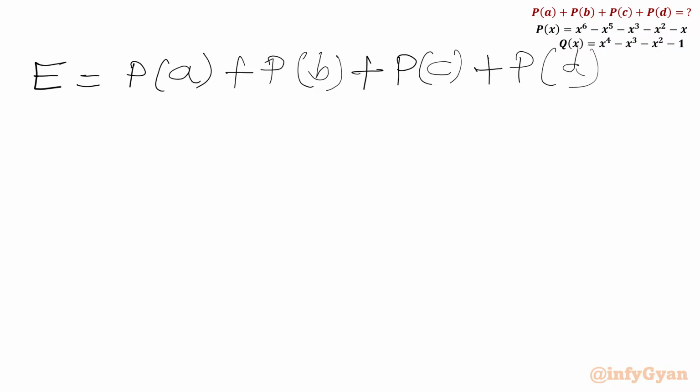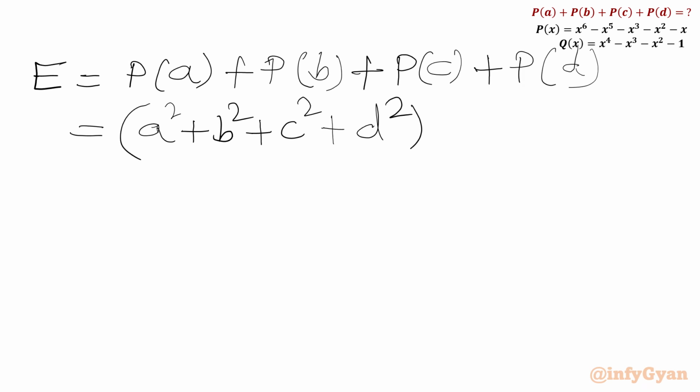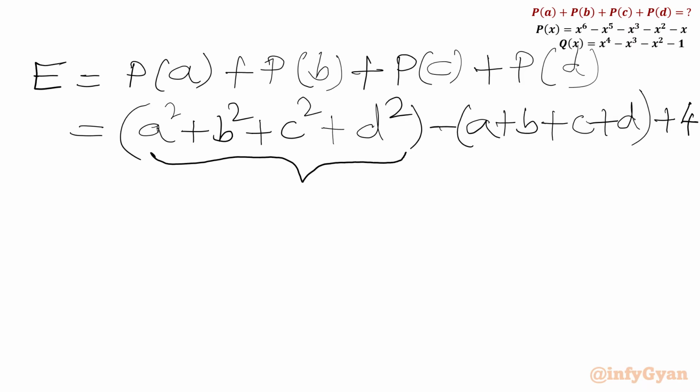This will be equal to a square plus b square plus c square plus d square minus (a plus b plus c plus d), then we have plus 4, that is 1 plus 1 plus 1 plus 1, 4. So our target is to evaluate a square plus b square plus c square plus d square and a plus b plus c plus d.